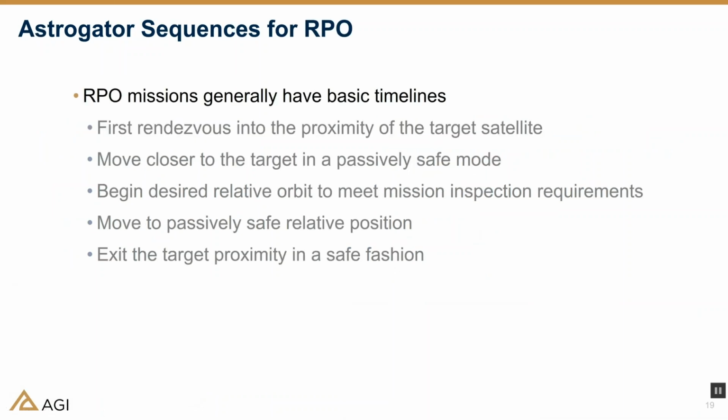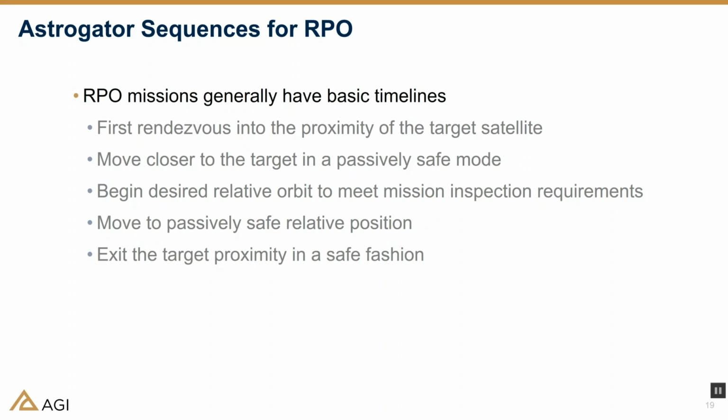RPO missions have basic timelines. First, you rendezvous into the proximity of a target satellite. So this is the rendezvous phase. Then you might want to move closer in a passively safe mode. For example, V-bar hop along the V-bar closer to your target, because on your initial rendezvous, you may not be so daring as to just try to get super close. You may want to rendezvous onto the V-bar, perform an orbit determination update, sit there for a bit, and then move in closer. Next step might be to begin a desired relative orbit to meet your inspection requirements.